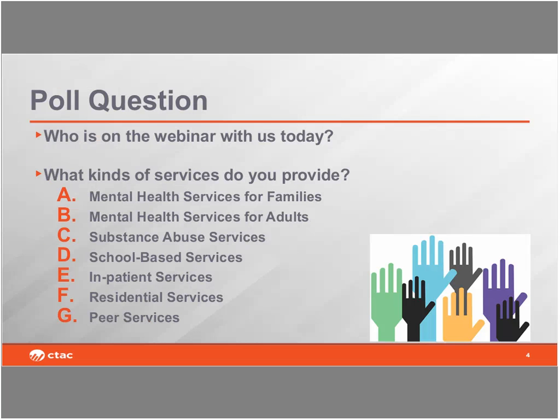Great. Thanks, Jim. So we want to start by hearing who is on the webinar with us. So this is a poll question. If you can just answer A, B, C, D, E, F, or G, a lot of options here, and just let us know what kind of services you provide. So we really want to get a sense of who's with us today and the services that you provide. Are they mental health services for families or adults, substance abuse services, school-based services, inpatient services, residential services, or peer services? So if you could just check one of those, and then we'll see who's on the line with us.